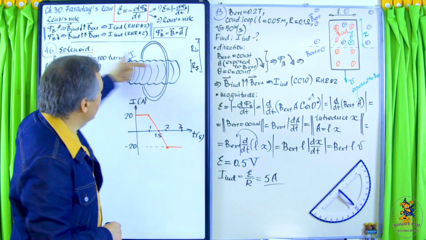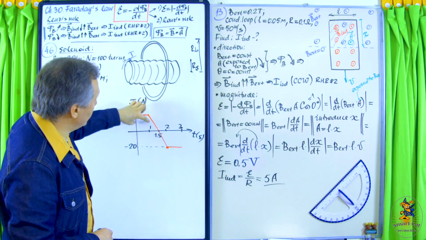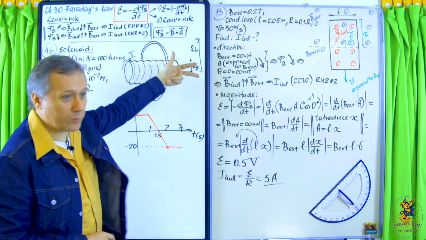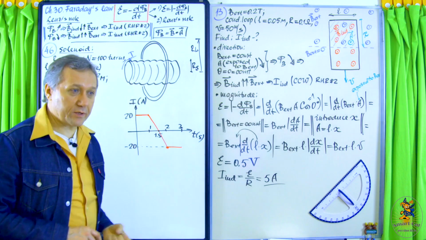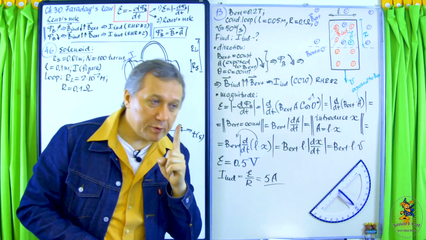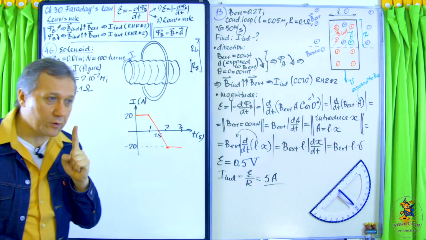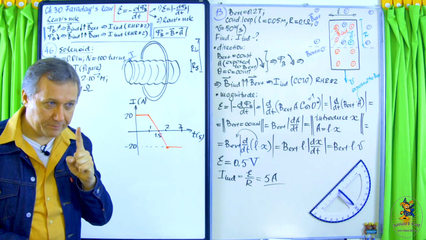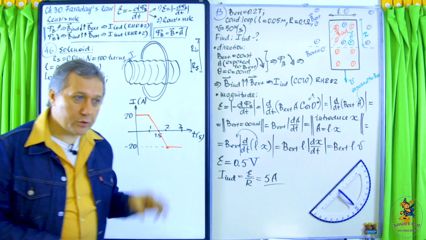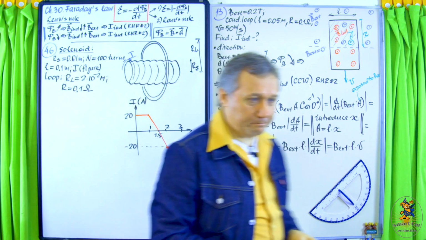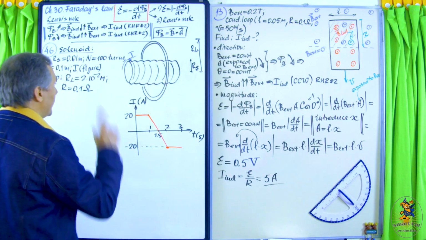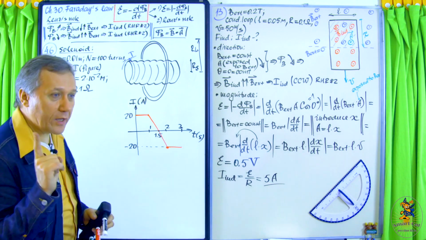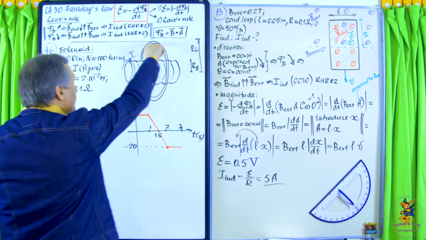So the magnetic field through the solenoid over this stretch of time will be that way. Over this stretch of time, the magnetic field will be in the opposite direction. But we will need to find only the value of the current at certain moments of time, so we're not going to look at the direction. And again, which current do we have to find? Current in the loop.